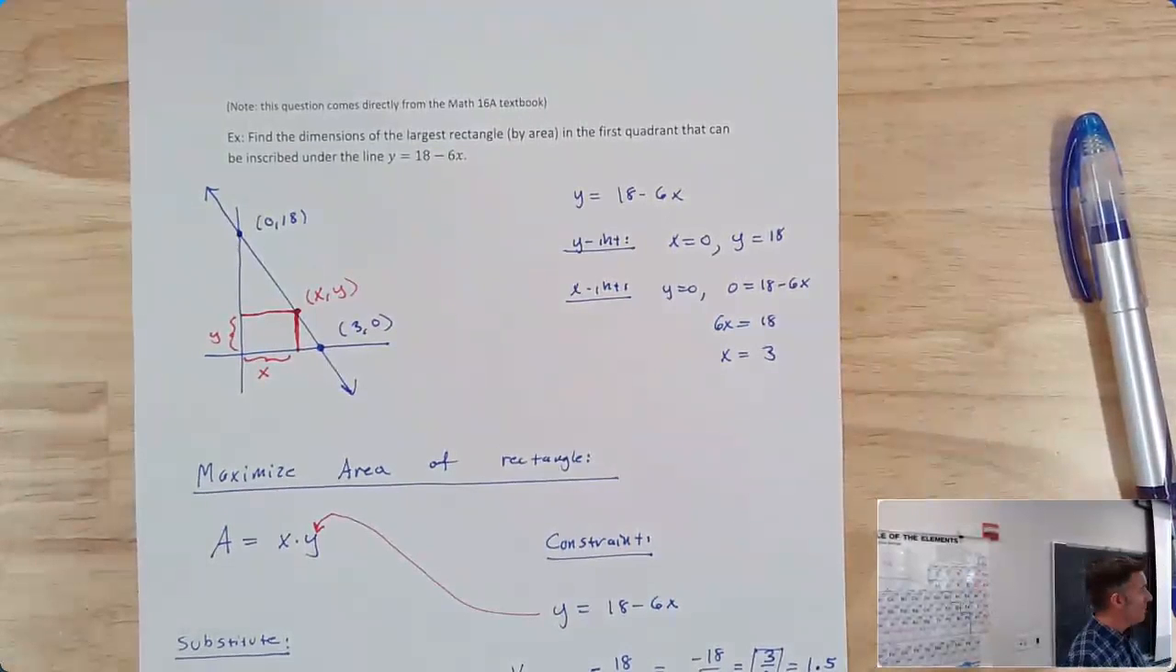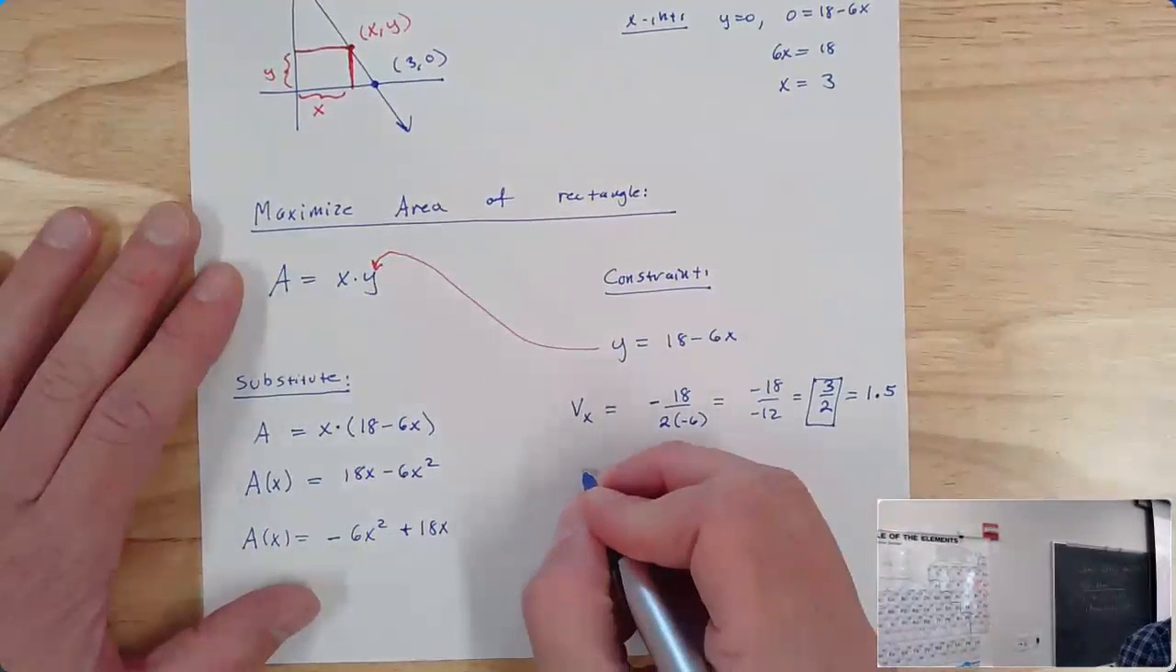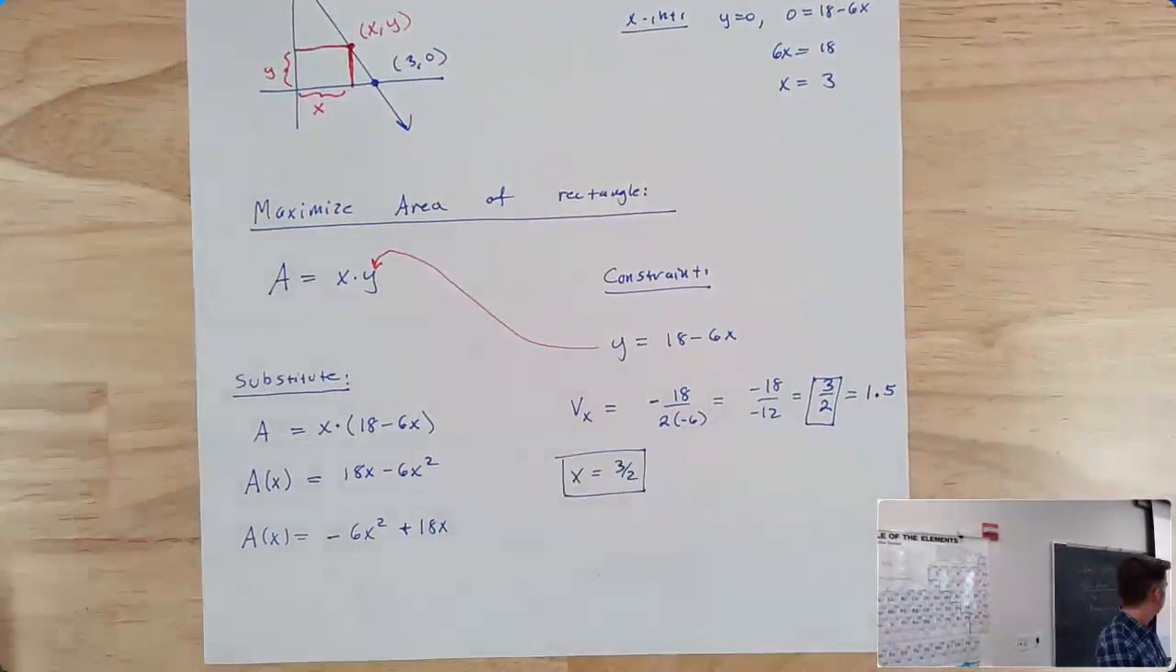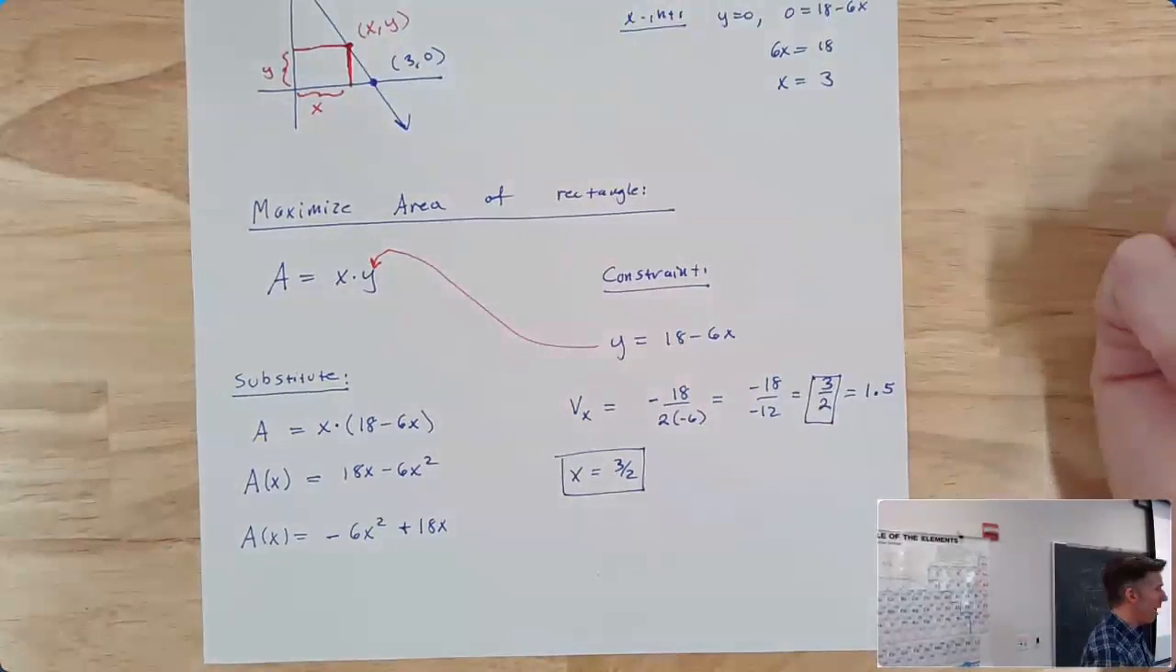So they said find the dimensions. I have found one of them. We have found that x is equal to 3/2. But I need to find the other dimension. I've got the base of the rectangle, and I need to find the height of the rectangle. The height of the rectangle is y, so I need to find y.